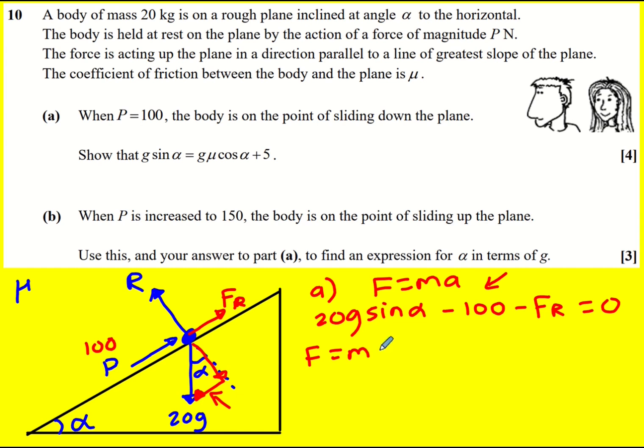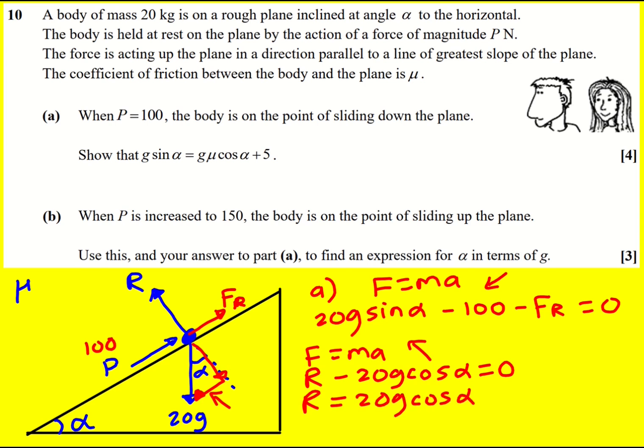Let's also apply F equals ma perpendicular to the plane. So now I've got that R minus 20g cos alpha is also equal to 0, which means that R is equal to 20g cos alpha. You can, of course, just resolve the forces and say they must be equal, but I've gone for applying F equals ma. I just got into that habit quite recently, actually, so that's fine.